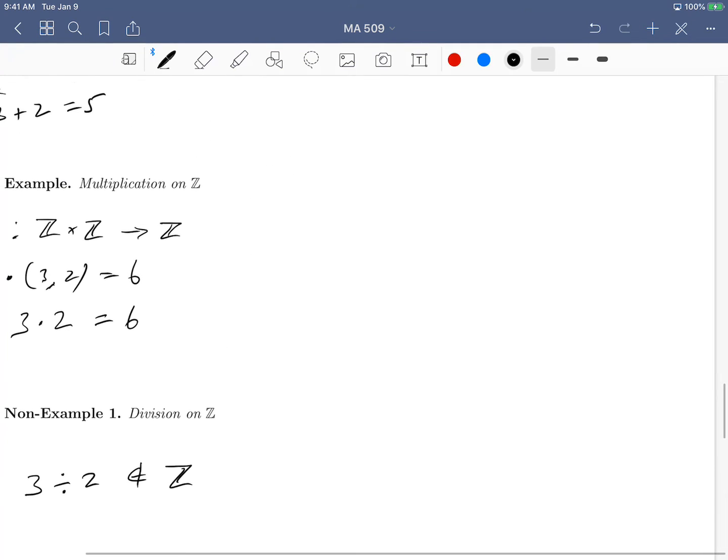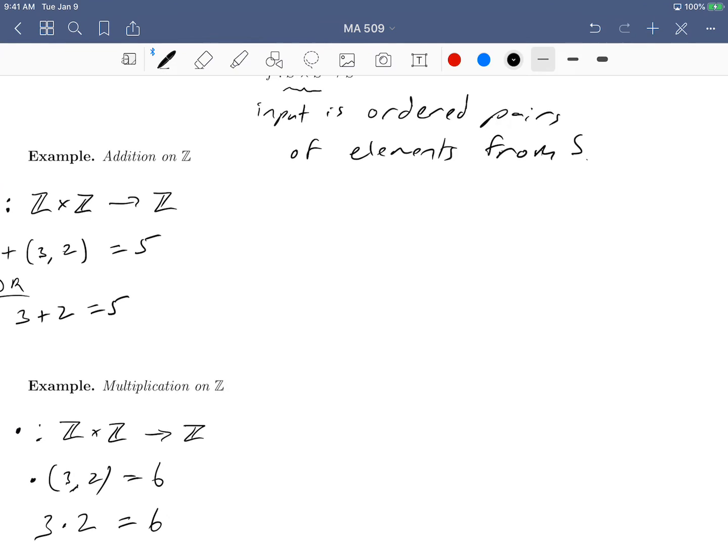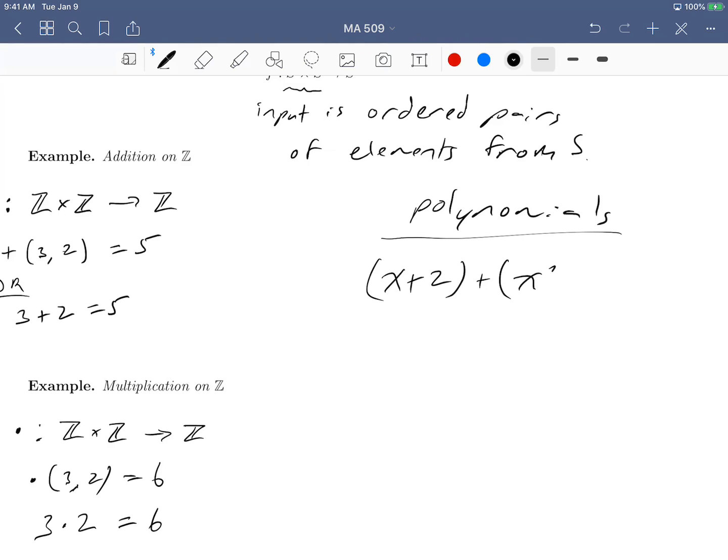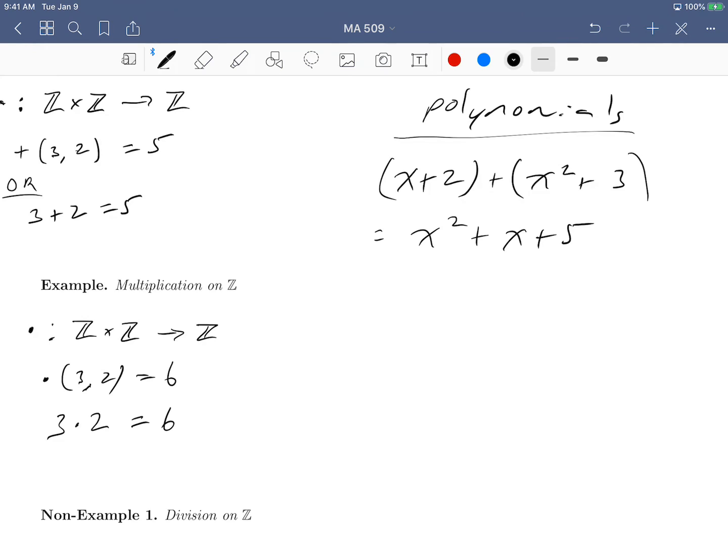All right, so we're going to think about this definition, these examples, with our set of polynomials again, okay? So for polynomials, addition is fine also. I can add 2 polynomials. So let's say x plus 2 plus x squared plus 3. What I get out of that is a polynomial. It's the polynomial x squared plus x plus 5, right? So addition is a binary operation on the set of polynomials. I can add 2 polynomials to get a polynomial. So this is a good binary operation.